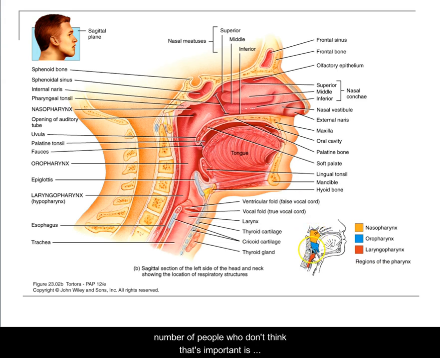Nasopharynx feeds into the oropharynx, feeds into the laryngopharynx. The laryngopharynx can support movement into both the trachea and the esophagus. The number of people who don't think that's important is actually really rather high, but think of it like this. If things that are liquid end up inside this tube, what happens to you?